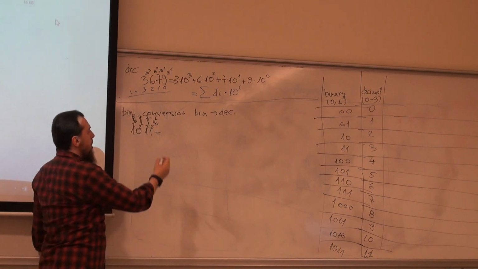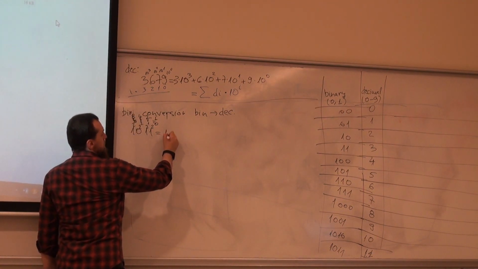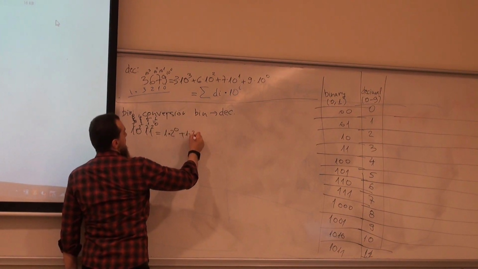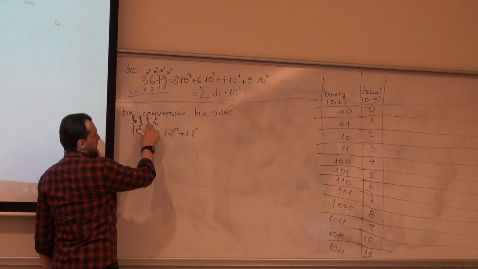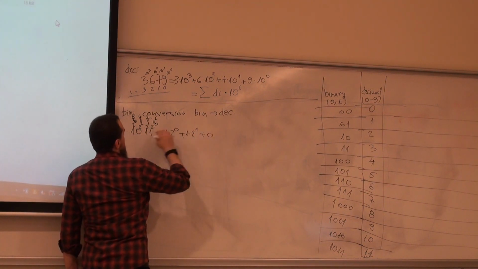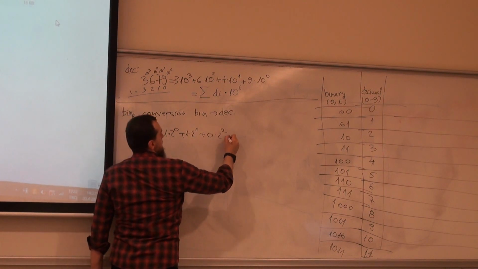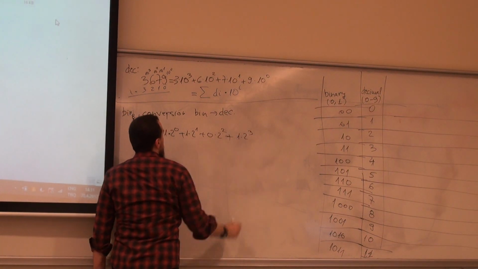Okay, so how am I going to write this? 1 multiplied by 2 to the power of 0, plus 1 multiplied by 2 to the power of 1, plus 0 multiplied by 2 to the power of 2, plus 1 multiplied by 2 to the power of 3.